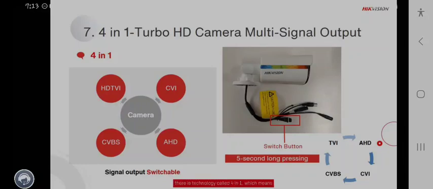Multiple output. There is a technology called 4-in-1, which means the Hikvision Turbo HD TVI camera will be able to output 4 different types of analog signals, including TVI, CVI, CVBS and AHD. You can manually switch the signal output by long pressing the button at the tail of the camera cable for 5 seconds, and observe the signal output. But remember, only camera models with F will support the 4-in-1 function.